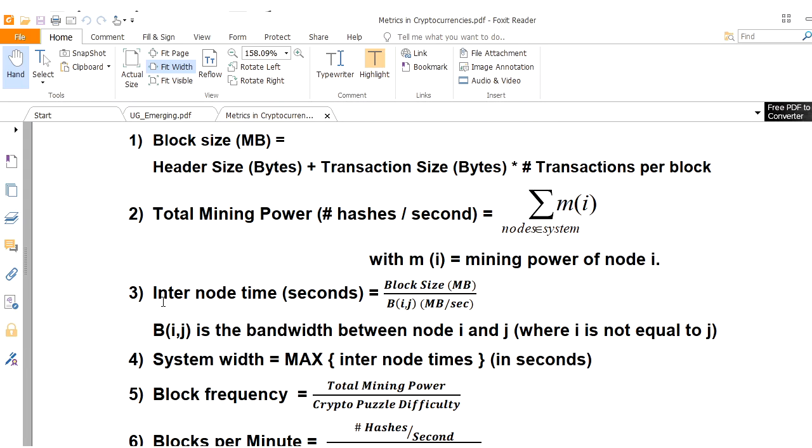Next one is internode time. Okay, I told you already, within brackets means that is the units. In these units you are supposed to calculate. Internode time is equal to block size in megabytes divided by B of i comma j megabytes per second. B of i comma j is the bandwidth between node i and j.